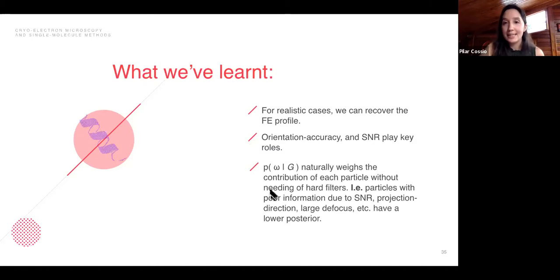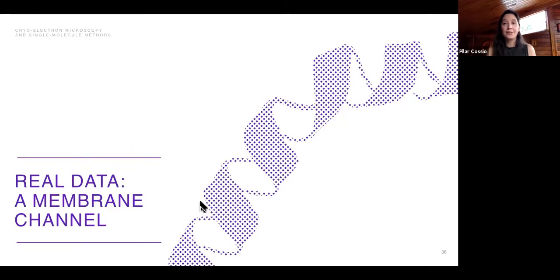And the last thing that I want to mention is that this probability naturally weighs the contribution of each particle without the need of hard filters for classifying out particles. So particles with poor information due to low signal to noise ratio, bad projection direction, or large defocus will naturally have a low posterior.